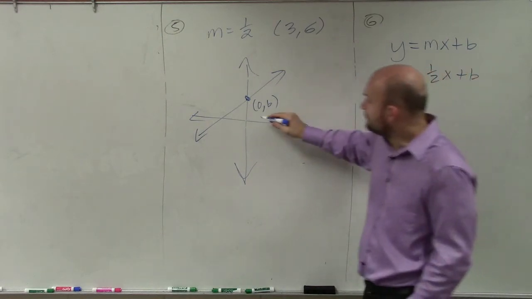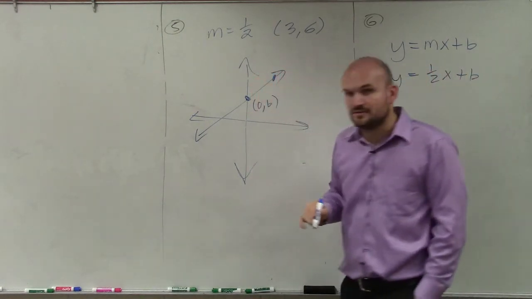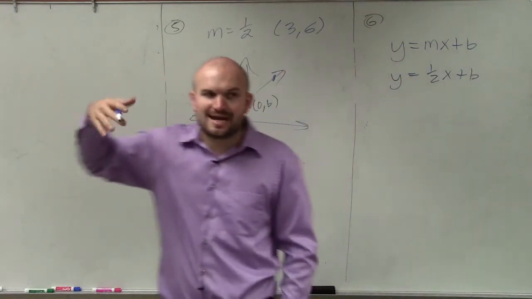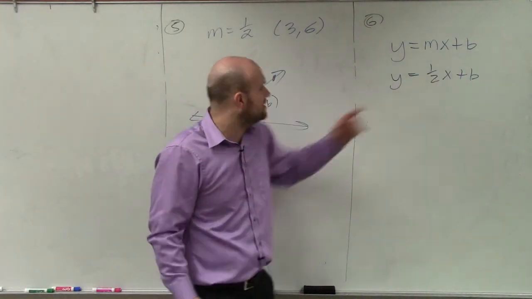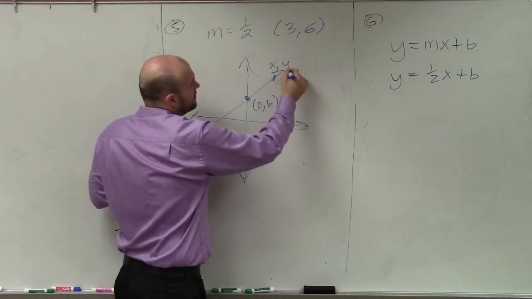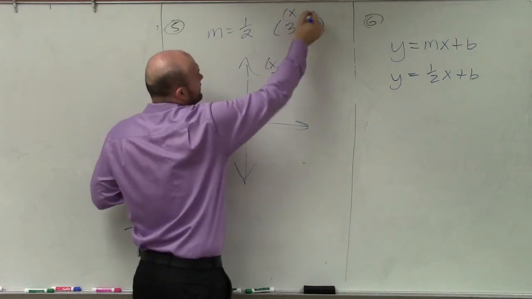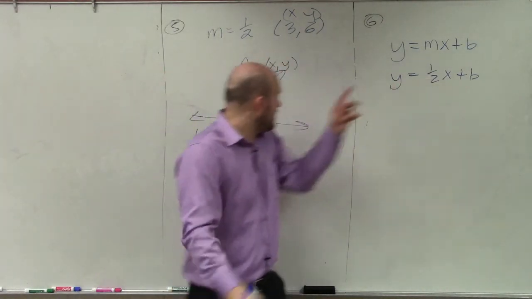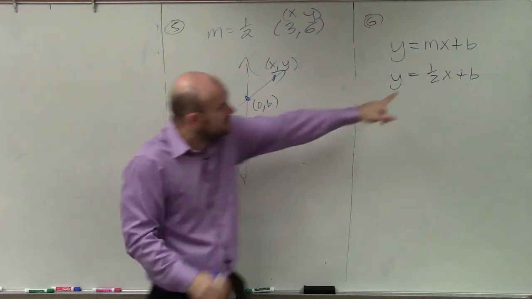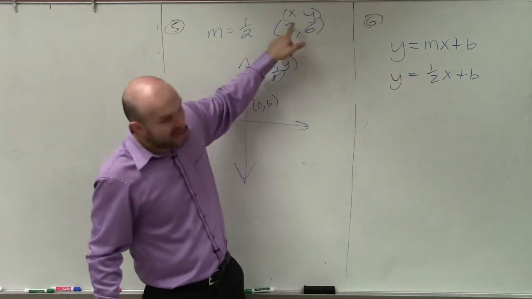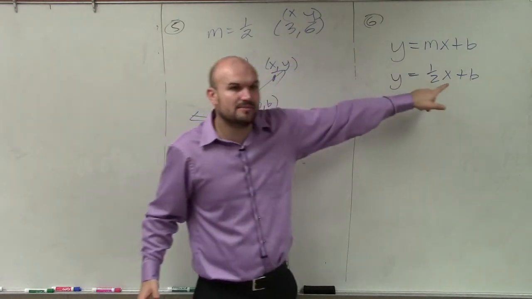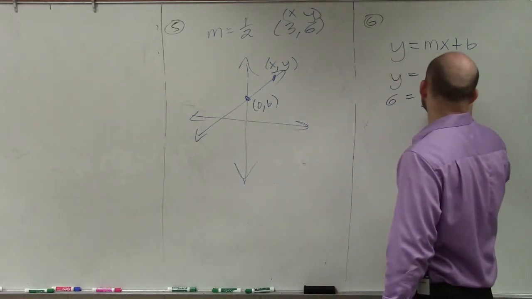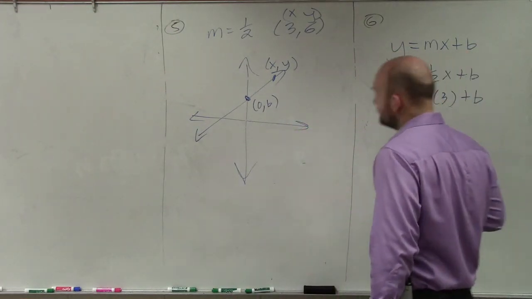This is just a coordinate point on the graph. That's all that is. It's just a point on the graph. So to help us identify what the y-intercept is, this coordinate point is just an xy point on the graph. So however, if I need to solve for b, where does this graph cross the y-axis? Is b. I can take the xy coordinate and plug them in for x and y. So in this case, I have 6 equals 1/2 times 3 plus b.